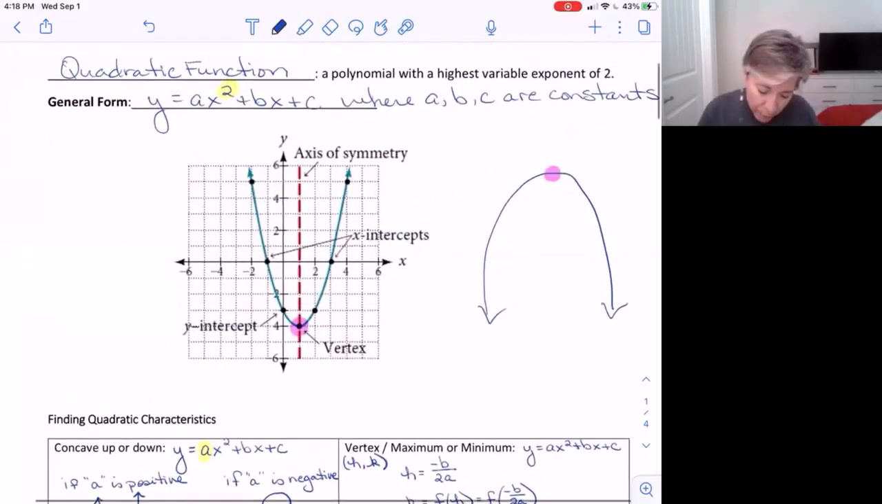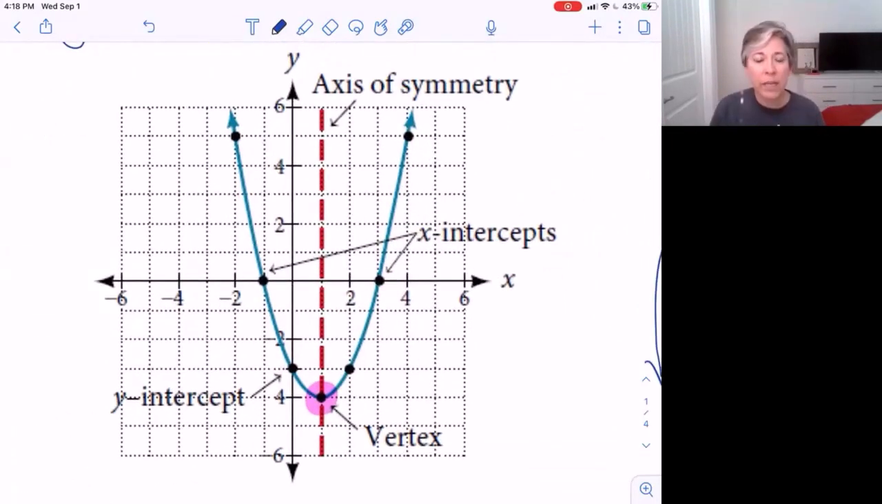Looking back again at our picture, the axis of symmetry is an imaginary line that splits that parabola in half. That parabola is going to be a mirror image across that axis of symmetry. And notice that axis of symmetry always goes straight through your vertex. It is a vertical line.